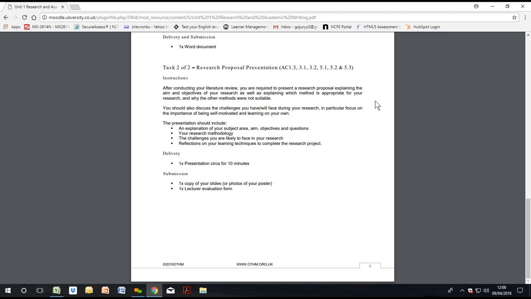So, having decided on your project, this is why I said that's important, send that to me first. Once we've agreed on what that proposal is going to be, then the work you do around it just follows the instructions on here, to the letter.